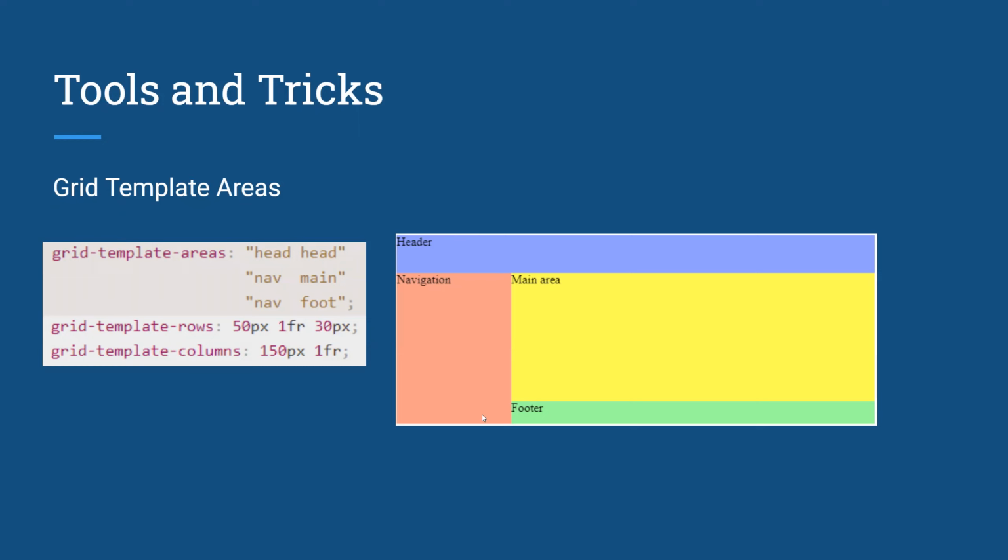And then our last little row here is 30 pixels. And then the columns is defining the width of each column. So for instance, here our navigation is 150 pixels wide, and then our footer, our main area, just take up the rest of the space there. So yeah, okay. So that's kind of the end of the presentation portion.